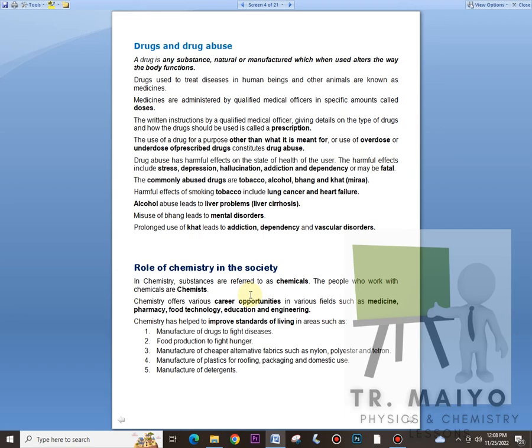Now, role of chemistry in the society. In chemistry, substances are referred to as chemicals. Hata ukienda alafu ukutane na chumvi, ile chumvi unatumia ukiwa nyumbani, hatuitangi salt. Okay, it's a salt, yes, but we call it specifically. The chemical name of salt, for example, is sodium chloride. So anything in the lab, it's a chemical. The people who work with chemicals are chemists. I'm one of them. I'm a chemist. You are one of them. If you are studying chemistry, we shall be giving you chemicals. You are also a chemist.